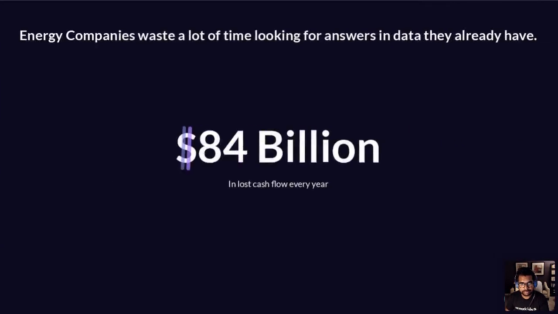What ends up happening is that energy companies waste a lot of time looking for answers in data sources that they already have access to. And this is a big problem. It's about $84 billion in lost cash flow every year across the entire energy value chain. That's the problem that we're trying to solve with Nesh. In terms of time, it's about 8,000 years every year. So that is a massive amount of time and money wastage that is happening in the industry.